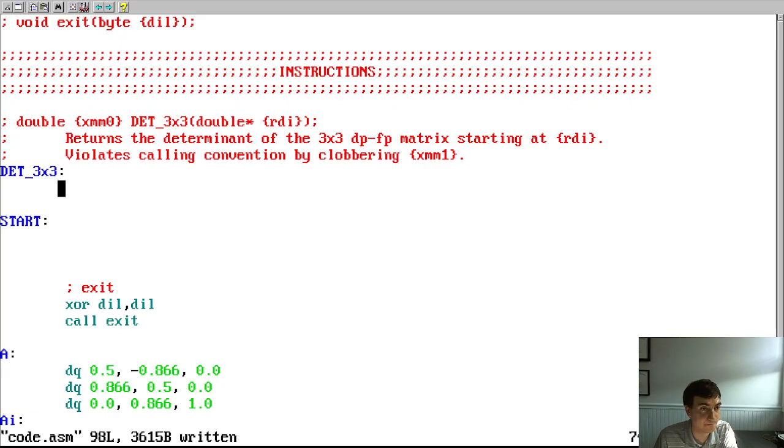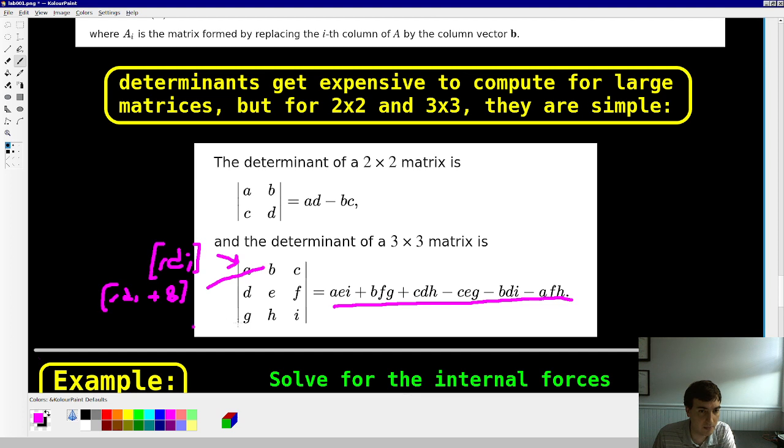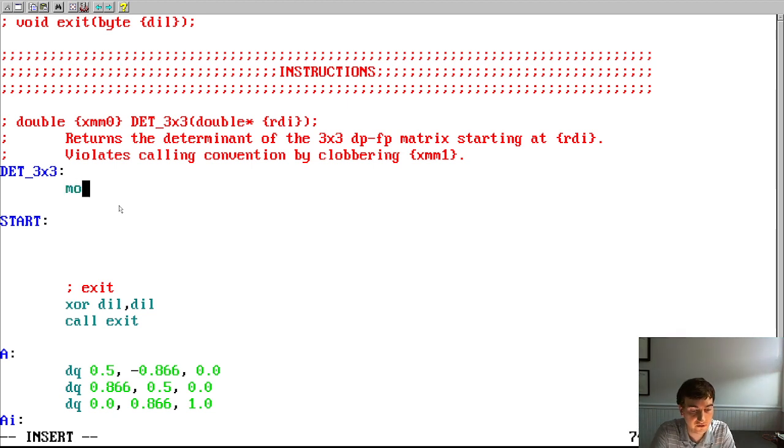Okay, let's implement that. So first thing I'm going to do is I'm going to use XMM1 to compute those intermediate multiplications. So I'm going to use basically XMM1 to compute this and this and this and this and this one at a time. I'm just going to add it to XMM0 to keep a running sum. So our sum of all this will be in XMM0, and XMM1 is just going to track each individual term in this addition. Okay, so first thing we'll do is we'll move into XMM1 the A value. So that's just that RDI plus 0.